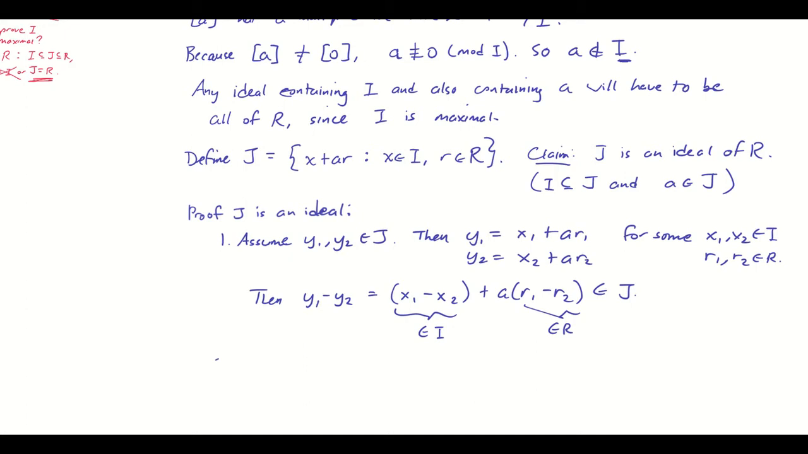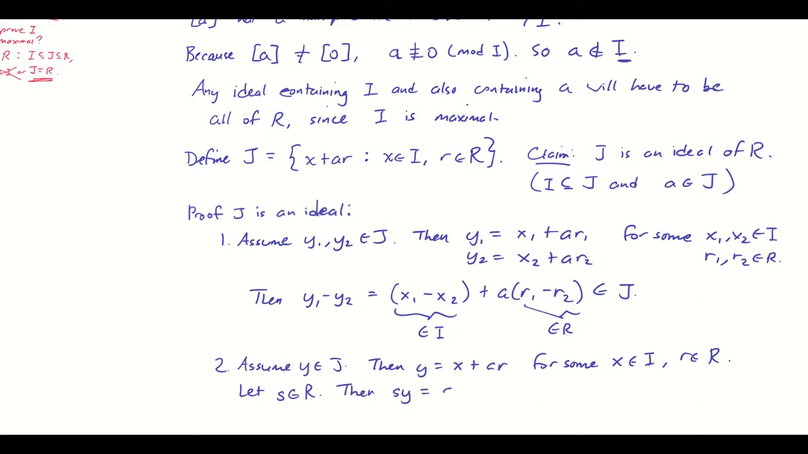Okay, what about absorption? Well, let's assume that y belongs to J. Then y is equal to x plus a r for some x in my ideal I, r in the ring. And let's let s be some other element of the ring. Then s y is going to equal s x plus s a r, and then I can just rewrite that for neatness as s x plus a r s. Okay, so now I've written this as an element of the ideal.